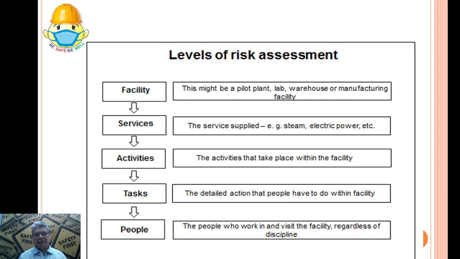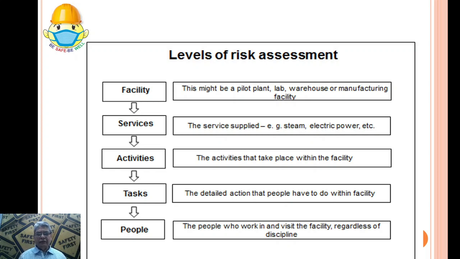The second level is the utility or the services, that is steam, electric power, compressed air, hot water, and so on. The third level is activities. The activities that take place within the facility. There may be certain activity going on in the pilot plant, a different activity in the lab, the warehouse activity will be different, the manufacturing facility will be different, and again in the manufacturing facility the activity in different departments will be different. So you have to go through all the activities that take place within that facility.